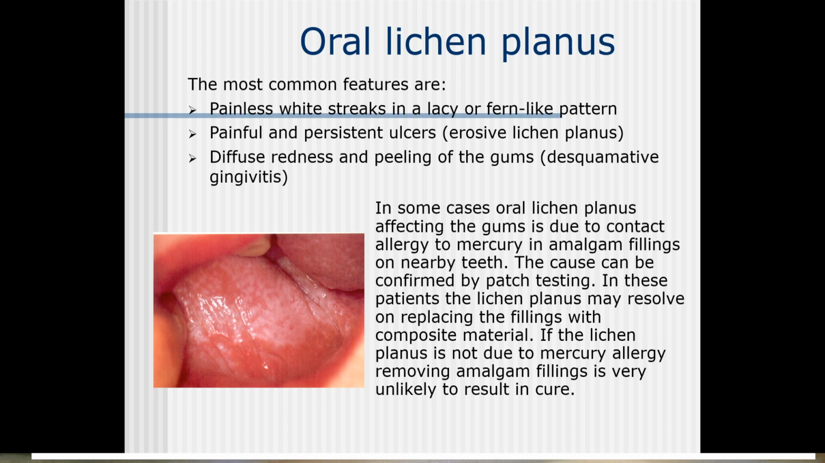In some cases, oral lichen planus affecting the gums is due to contact allergy to mercury in amalgam fillings of teeth. The cause can be confirmed by patch testing. In these patients, the lichen planus may resolve after replacing the filling with composite material. If the lichen planus is not due to mercury allergy, removing amalgam fillings is very unlikely to result in cure.